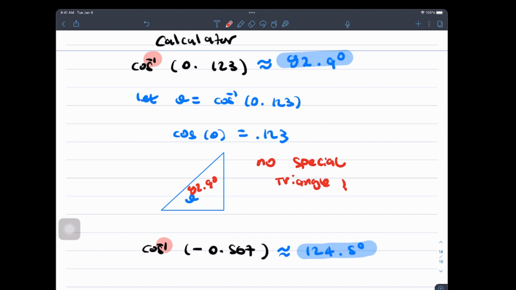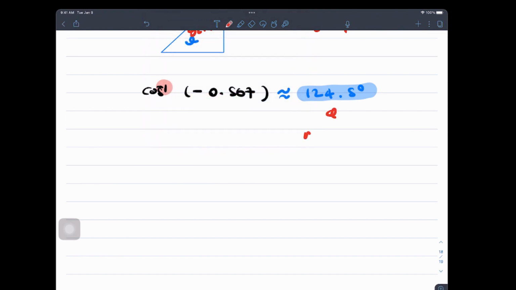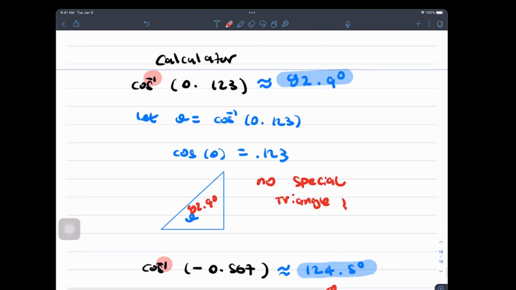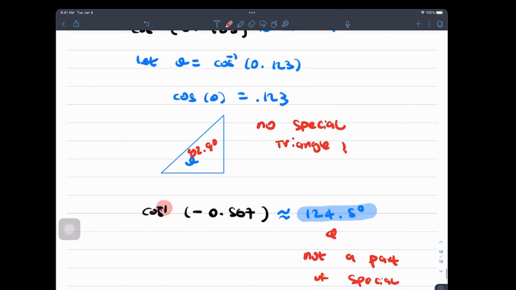Okay, you guys see the point? You use the calculator with that one. I mean, that's the essence of this. This answer, the angle is what? This is not a part of a special triangle. And we did have a worksheet on doing inverse cosine when we did law of cosines. Remember that? You guys remember my point? So it's kind of weird. Like in the law of cosines homework, they wanted you to use a calculator for this. But in this section, this is where they really start to dive deep into the details behind it. 82.9 degrees, 124.5 degrees.